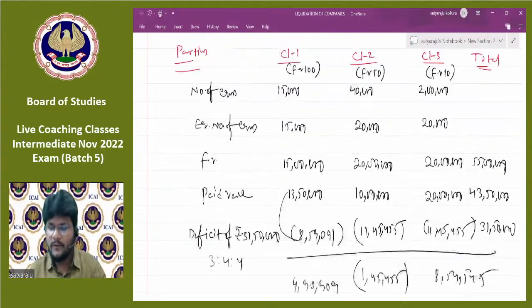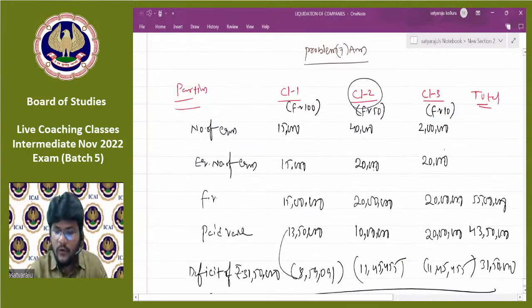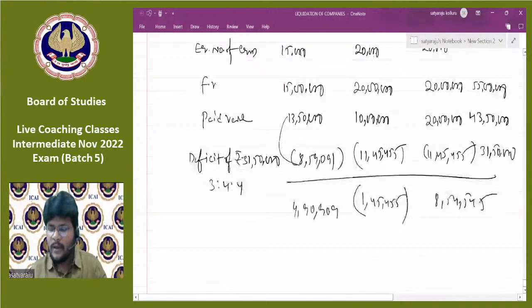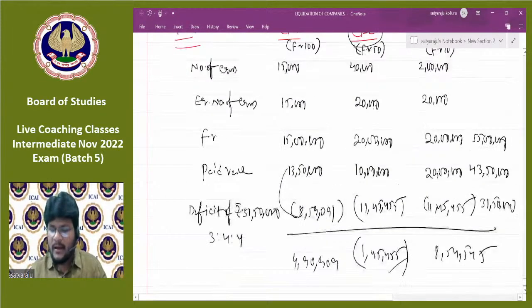What is the meaning of this, sir? What is the meaning of this? Class 2 shareholders need to bring cash to the extent of 1,45,455. Then the liquidator will be able to repay class 1 to the extent of 4,90,909, and for class 3, 8,54,545.